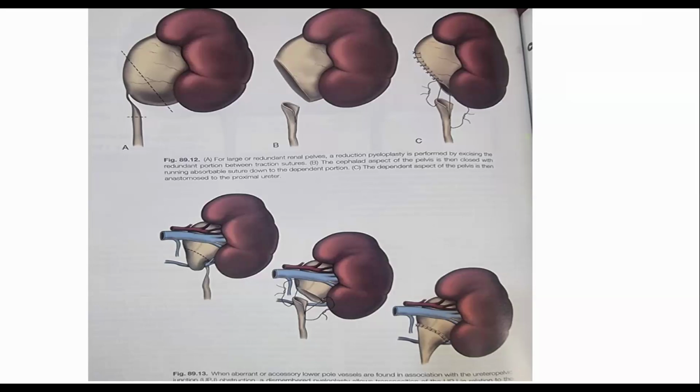In the figure on the lower side, we can see an aberrant vessel which is causing kinking at the UPJO, causing symptoms. So we perform a similar dismembered pyeloplasty.